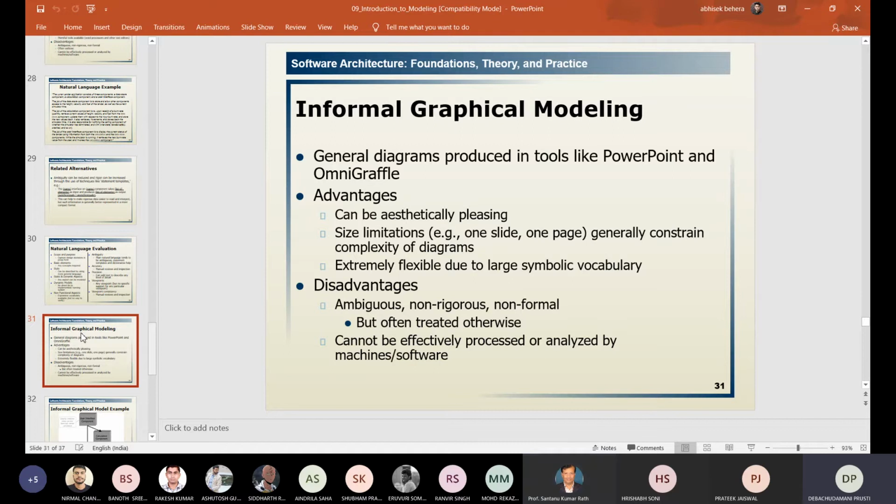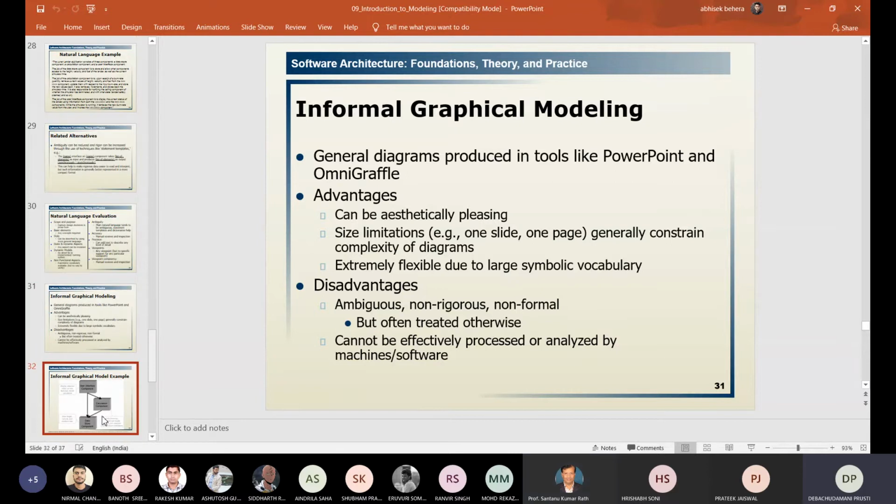It is generally constant complexity of a diagram. Extremely flexible due to large symbolic vocabulary. Since it has a large symbolic vocabulary, it is more flexible. Disadvantage: it is ambiguous, non-rigorous and non-formal, but often treated otherwise. It cannot be effectively processed or analyzed by machine or software.